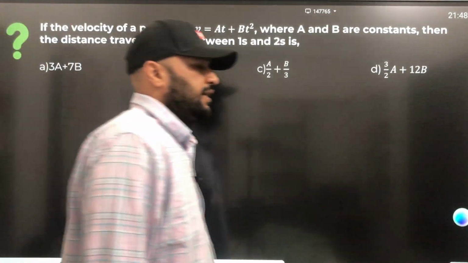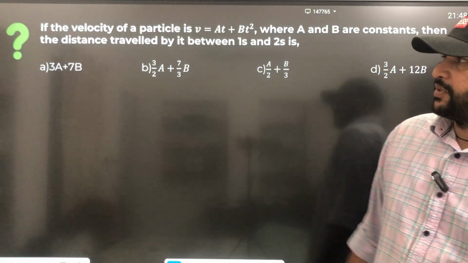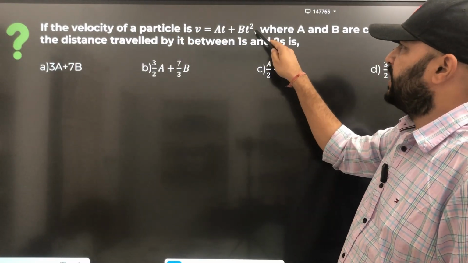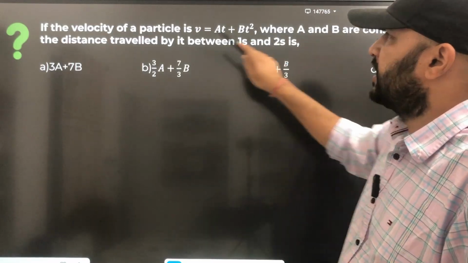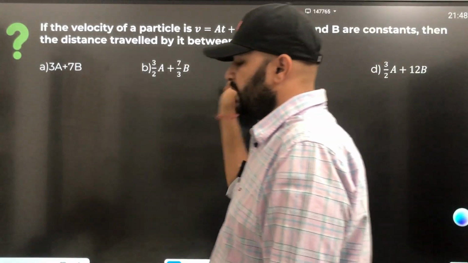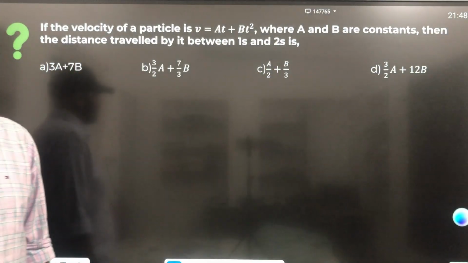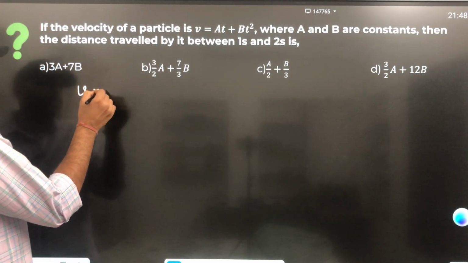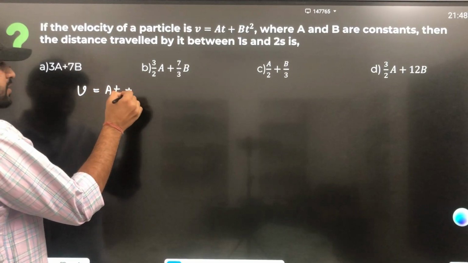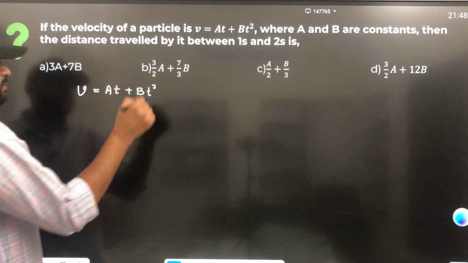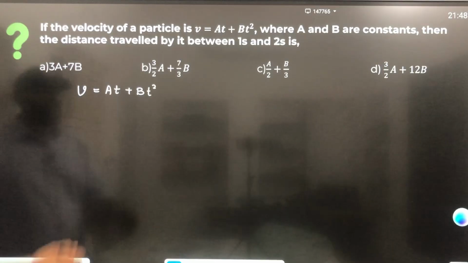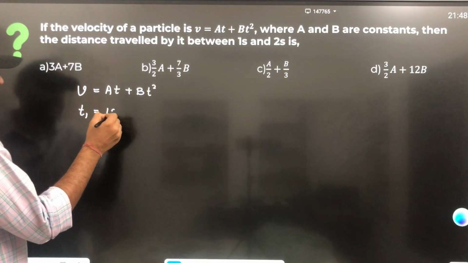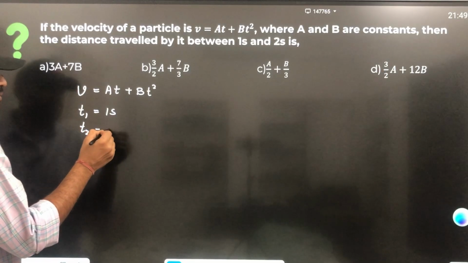Okay, great. Let's see our next problem. The next problem says, if the velocity of a particle is given by v equals at plus bt square, where a and b are constants, then we have to figure out the distance traveled by it between 1 second and 2 seconds. So we have a velocity function v given by at plus bt square. We have to find the distance in the time interval where t1 is equal to 1 second and t2 is equal to 2 seconds.